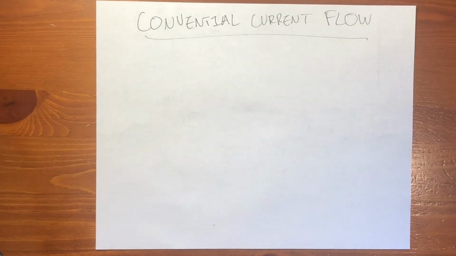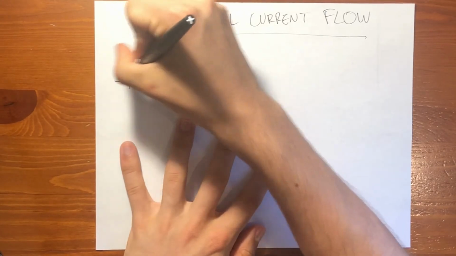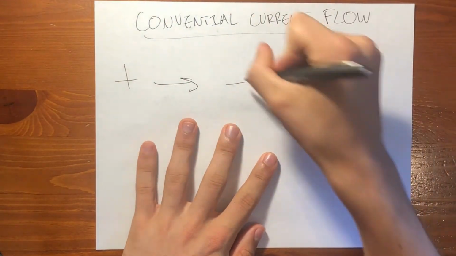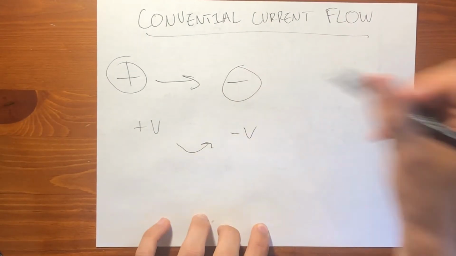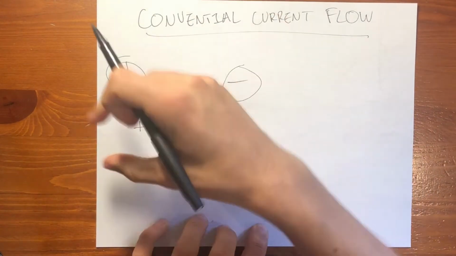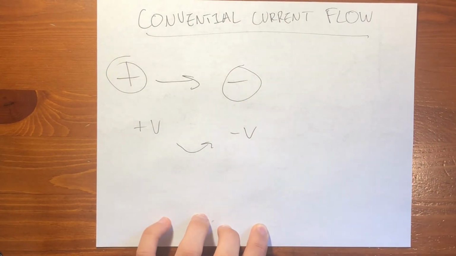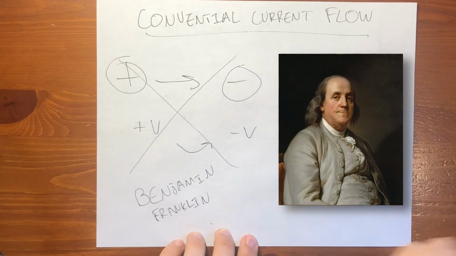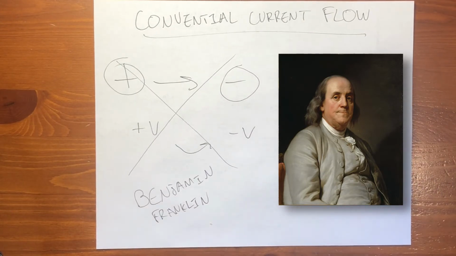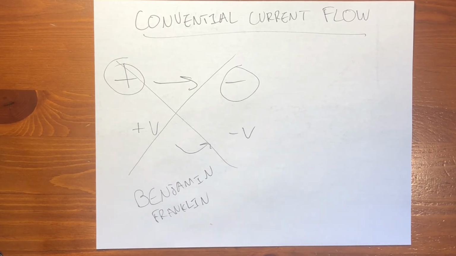Quick note about conventional current flow. The way we normally think about how current flows is from positive to negative, right? So when there's a potential difference, we normally talk about current flowing from high to low. However, in reality, that's not the case. Benjamin Franklin essentially established this way of thinking, and he had a 50-50 chance of getting it right, but he actually got it wrong.